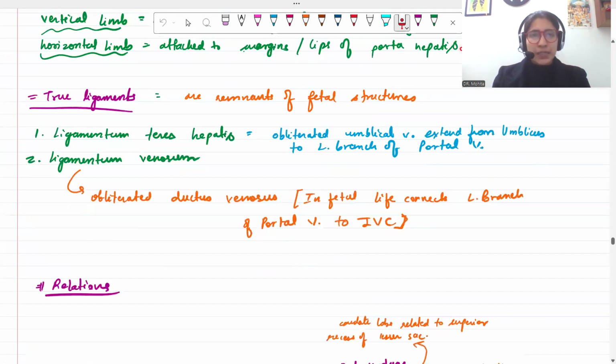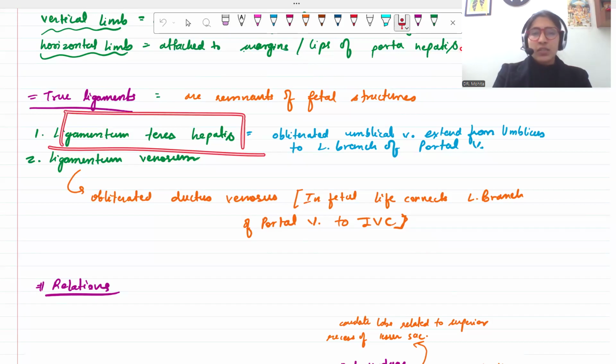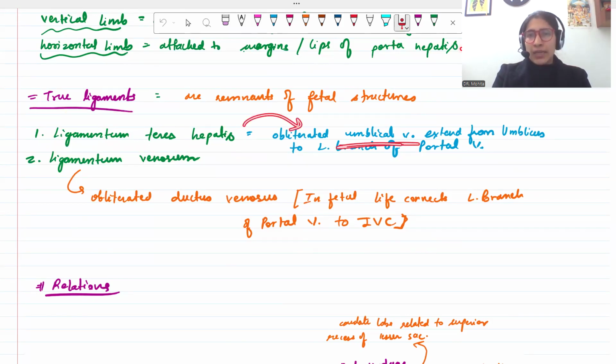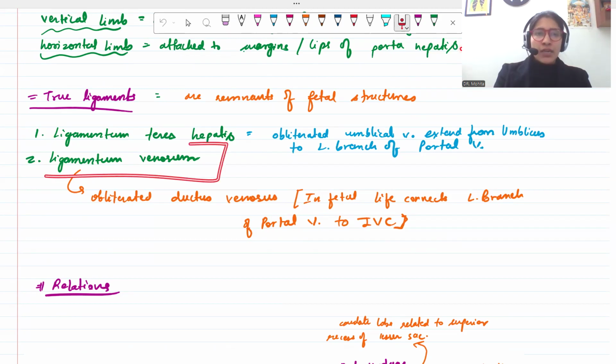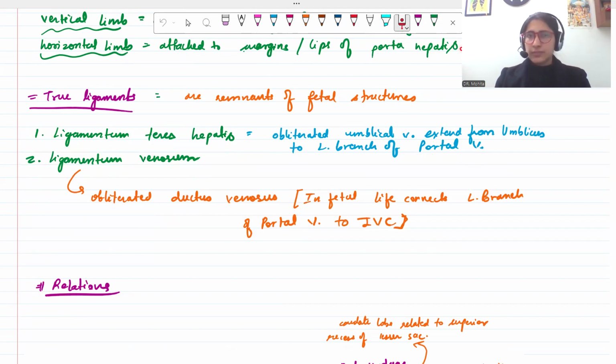We have true ligaments now, और ये मैंने बोला भी है, these are the remnants of fetal structures that we already know. Ligamentum teres hepatis is obliterated umbilical vein, and ligamentum venosum is obliterated ductus venosus. If this is good, ये चीज हम पहले कवर कर चुके हैं in the lecture of heart formation, embryology. Fine.